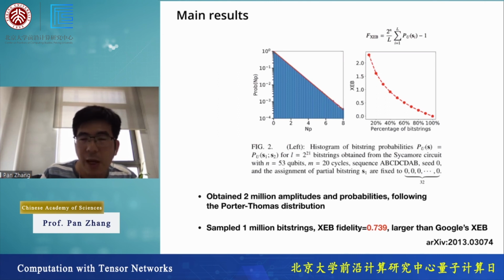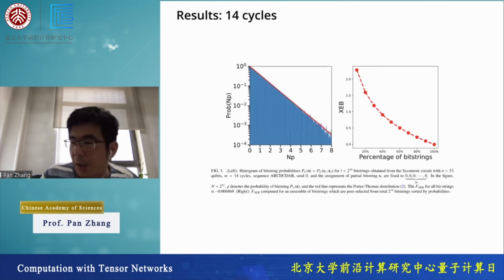Okay, so on the right-hand side, we see that if we can select some of the bit strings, we can increase the XEB. By using 100% of the bit strings, the XEB is 0. By using 80%, the XEB is about 0.2. Also, by using only 10% of the bit strings, the XEB could be larger than 2. So finally, we chose half of them, 1 million bit strings. This gives XEB equal to 0.739.